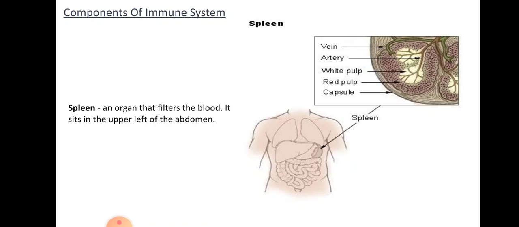The next organ of immune system is spleen. Spleen is an organ that filters the blood which is present in the upper left part of the abdomen. It plays multiple supporting roles in the body, acting as a filter for the blood as a part of immune system. So spleen also plays an important role in our immune system.